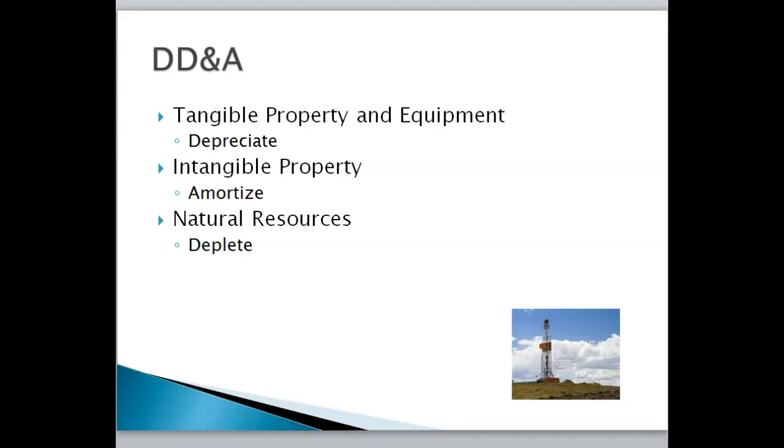So if we can compare that to the different assets for financial accounting, we have our tangible property and equipment that's going to be depreciated. We have our intangible property that's going to be amortized. And we have our natural resources that are going to be depleted. So this is the expense that we're going to use for the asset losing usefulness.